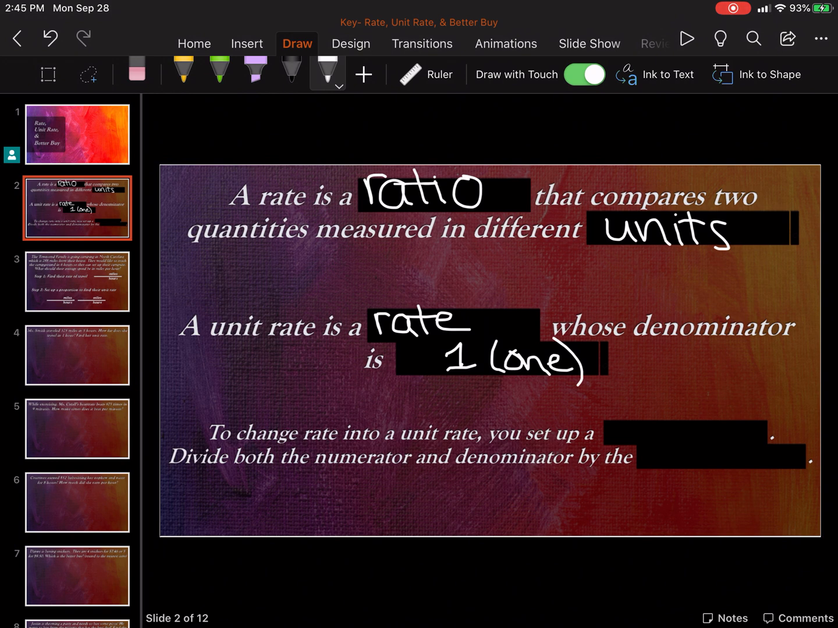To change the rate to a unit rate, you're going to set up a proportion. Divide both the numerator and the denominator by the denominator.